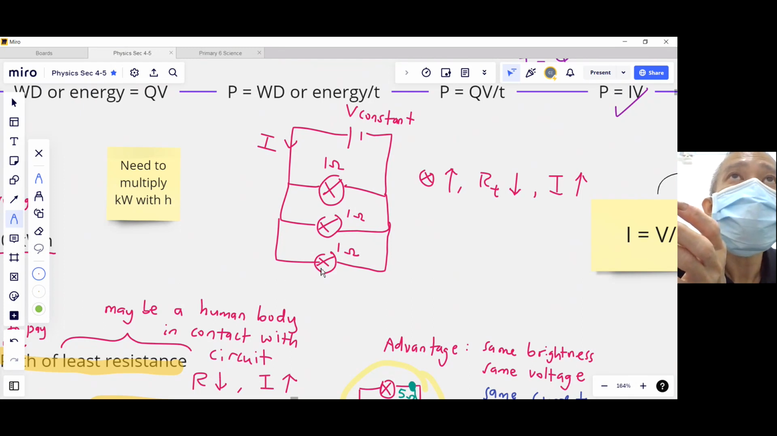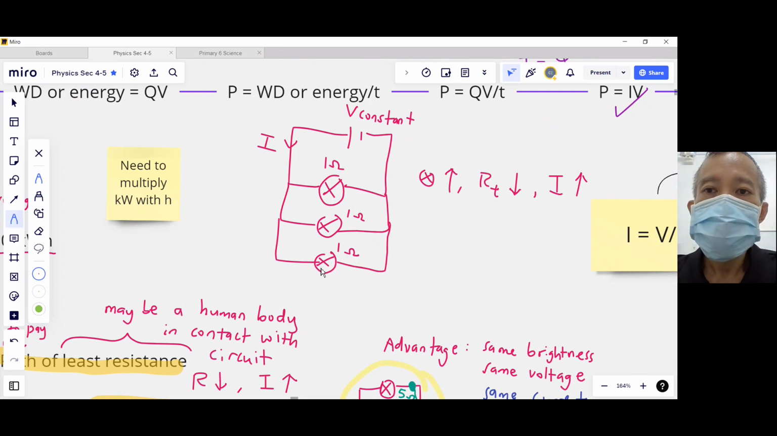The more parallel branches you have, the total resistance becomes lower. Try calculating, you get the same conclusion. And of course, this current becomes larger and larger until the circuit cannot handle the current. That's when you have overheating and fire. So that is, I would say, the theoretical part behind this issue.